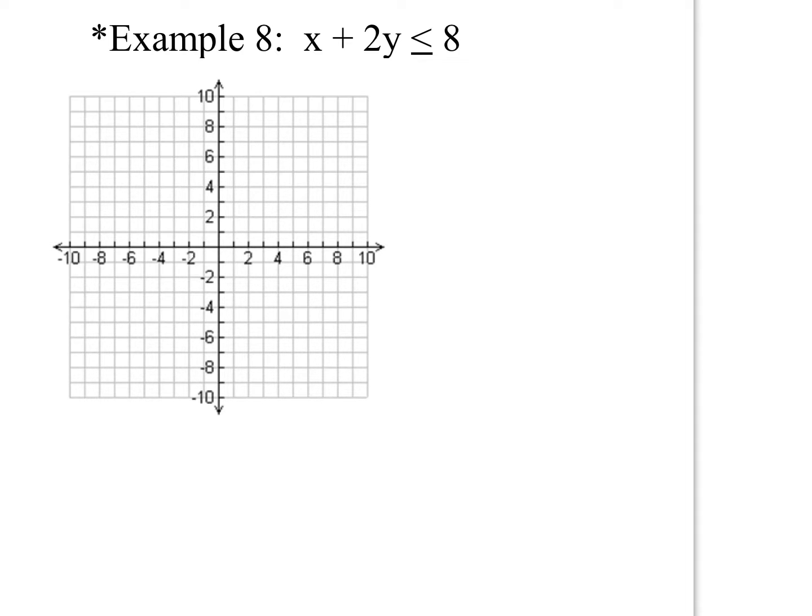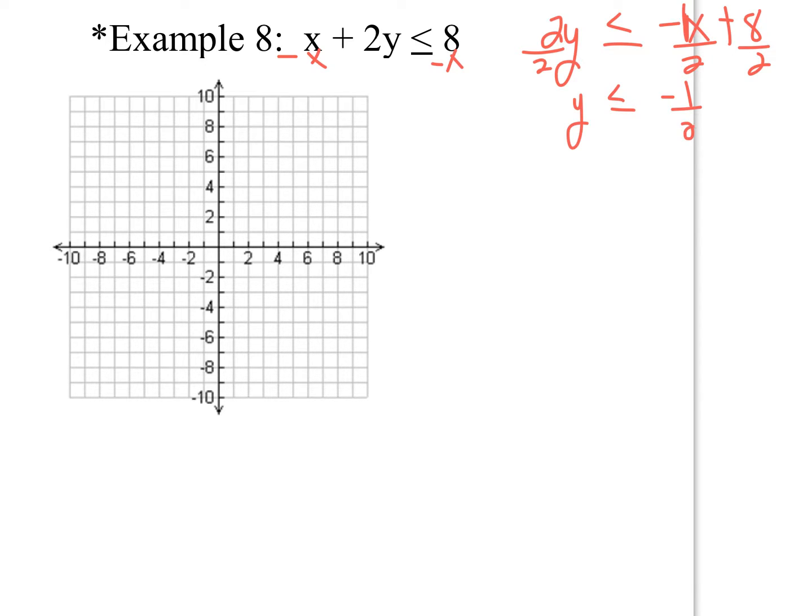Okay, we are back. It's been a minute. The first thing I need to do is put this in Y-intercept form. So I'm going to start by minusing x. So 2y less than or equal to negative x plus 8. Divide everything by 2's. Now remember there's a 1 hiding up here. Y less than or equal to negative 1/2 of x plus 4.